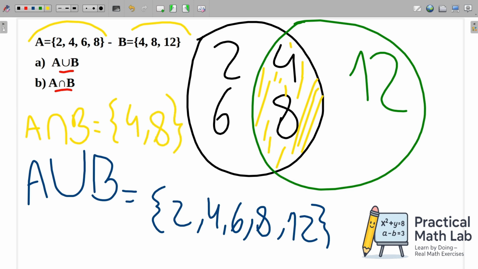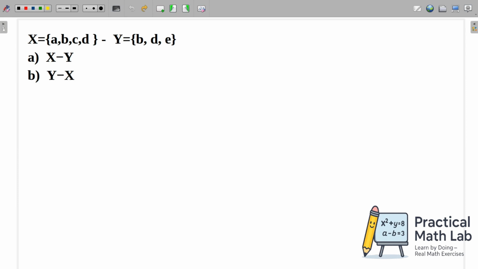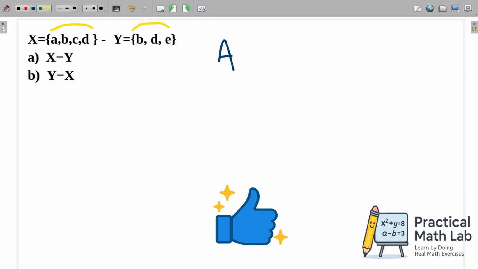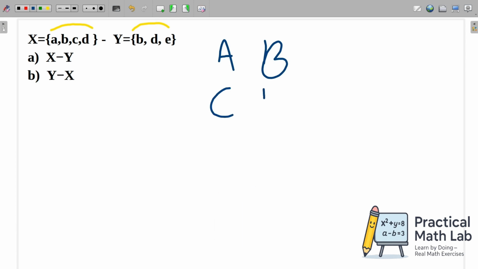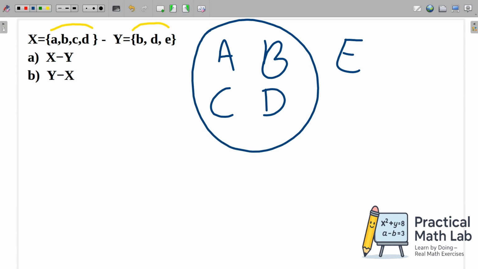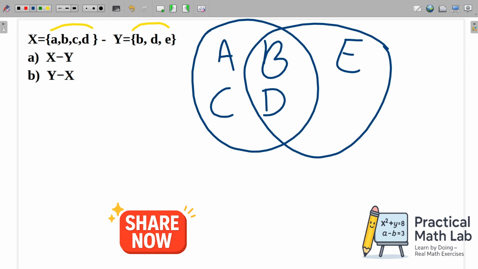We have set X with the elements A, B, C, and D, and set Y with the elements B, D, and E. And here on the side, the other set.